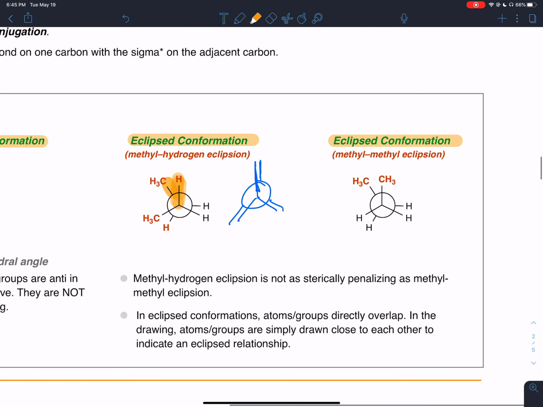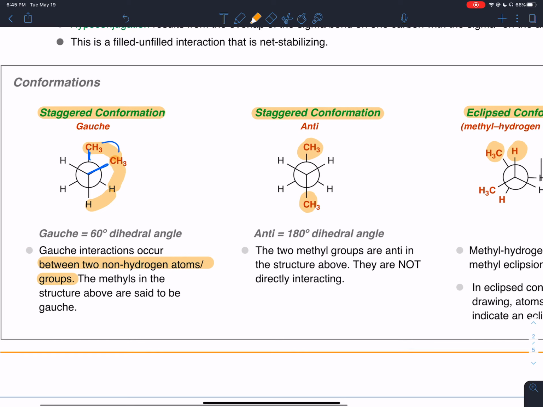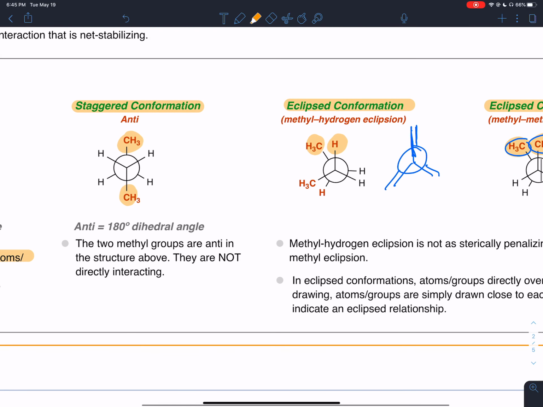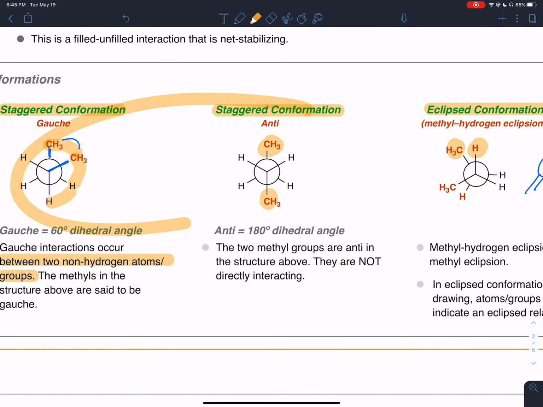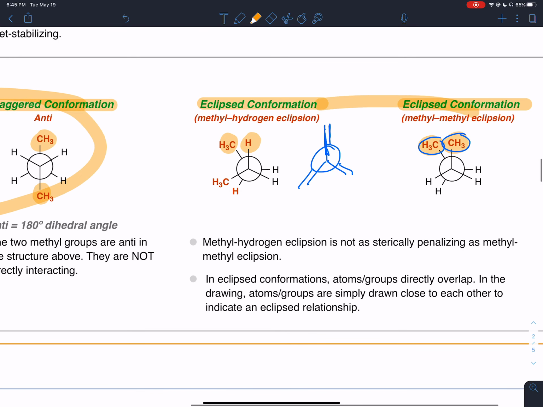If we were to compare the two eclipsed conformations, having larger groups eclipsing, like two methyl groups eclipsing, would be higher energy, more destabilizing, than just having a methyl and a hydrogen eclipsing, okay? So we will talk about that in a little bit more detail in later videos, how we can think about the relative energies of conformations. This video is just for you to be able to identify staggered versus eclipsed conformations and getting you to think about steric interactions and visualizing gauche, anti, and eclipsed relationships.